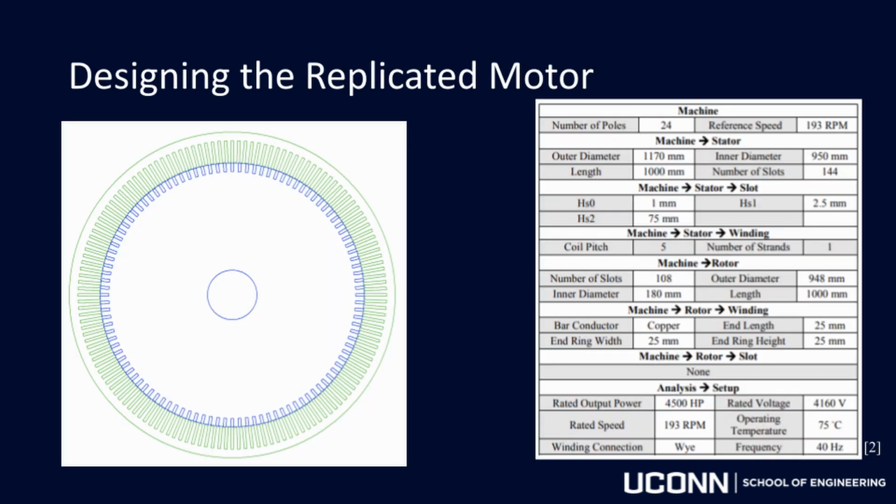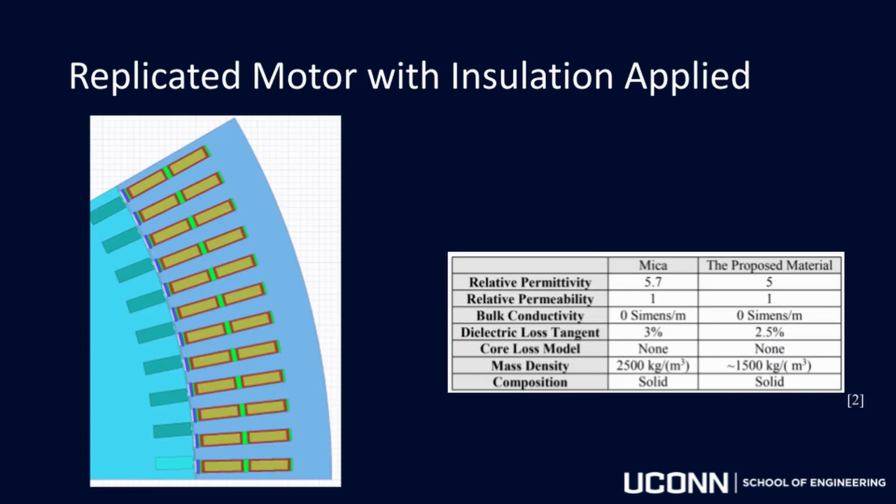To create the initial model of the motor, we used the RMxprt software. By inputting the given parameters seen in the table on the right, we were able to generate this accurate 2D model of the motor. From here, we transferred that RMxprt model into the ANSYS Maxwell 2D software. This software allows us to run EM simulations on the motor and make adjustments to it. We were able to manually add in the insulation wedges and spacers to the stator coils within this software using the material data that was given to us.